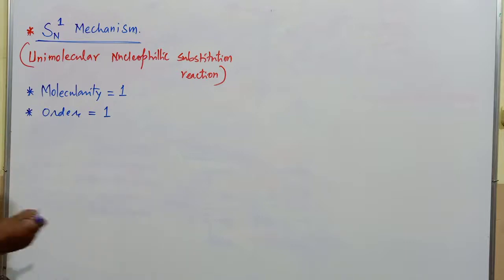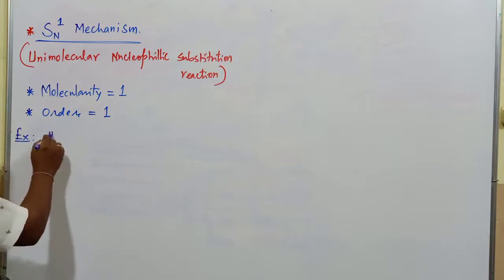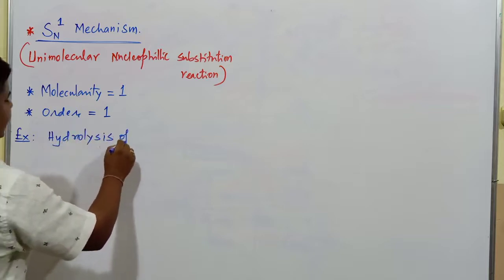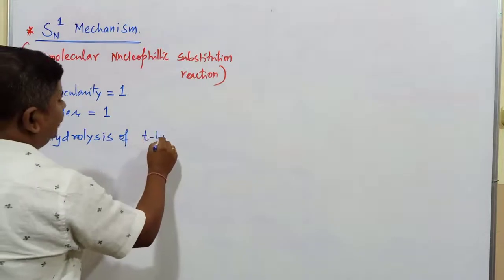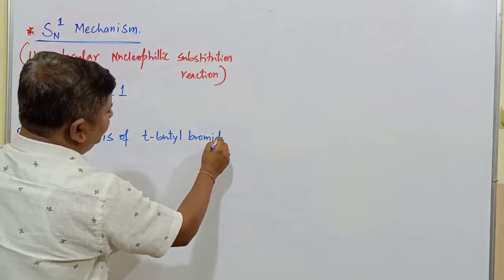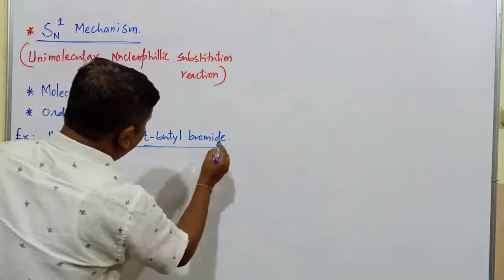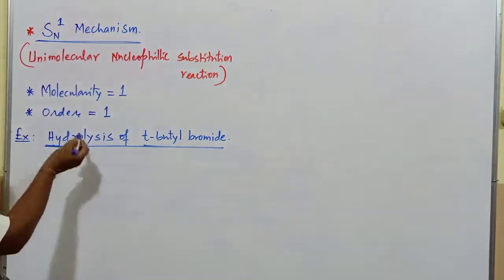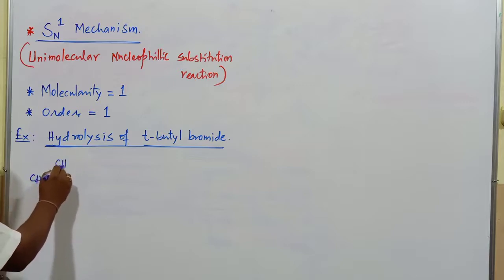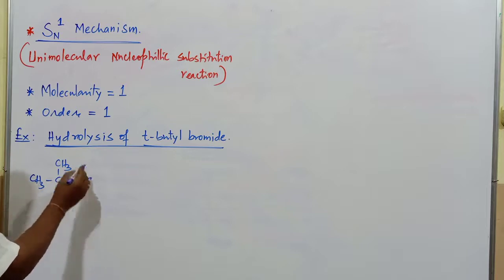Let us consider one simple example to explain the SN1 mechanism. That is hydrolysis of tertiary butyl bromide. Hydrolysis of tertiary butyl bromide takes place here. First I'll go with the reaction. What is tertiary butyl bromide? The tertiary butyl group is present, and this one bromine is present.